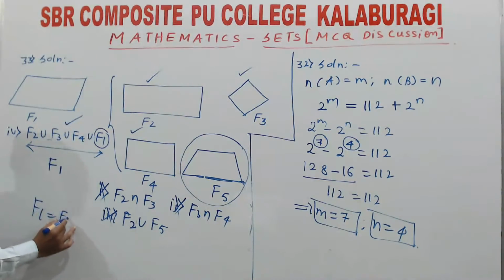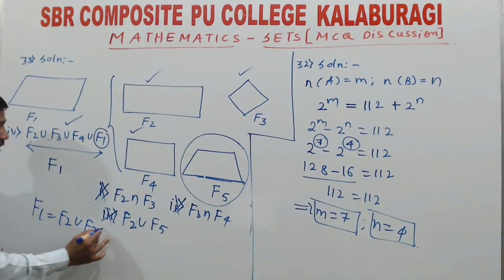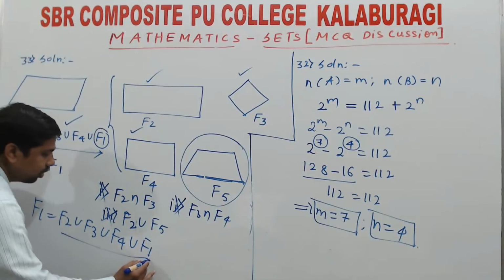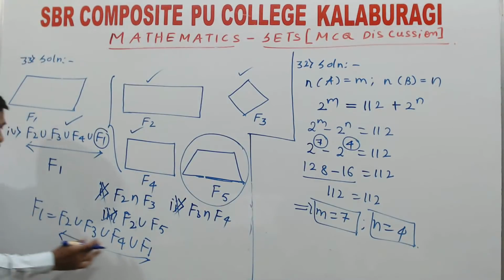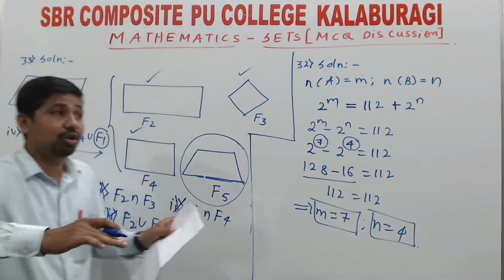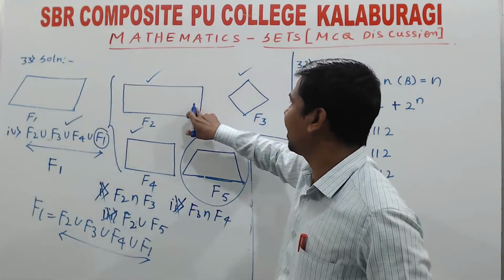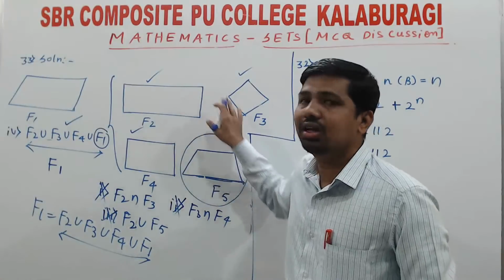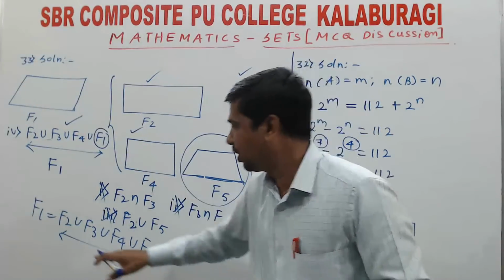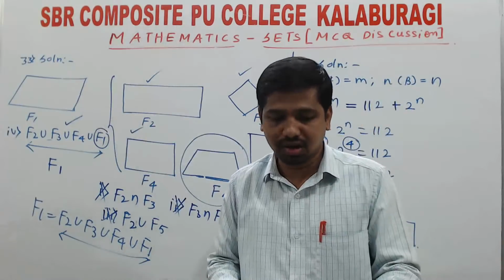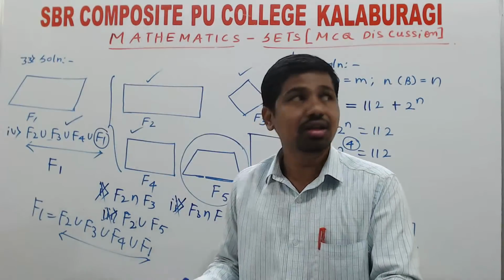So I can express F1 as equal to F2 union F3 union F4 union F1. If I take the union of all of this, I am getting F1, because a union with a bigger set gives the bigger set. Which is the bigger set here? Parallelogram. The rectangle, rhombus, and squares are subsets of this parallelogram. So if I take the union, I am getting as output the bigger set, that is F1. So this was about question 33.